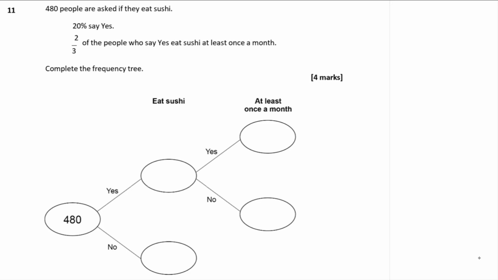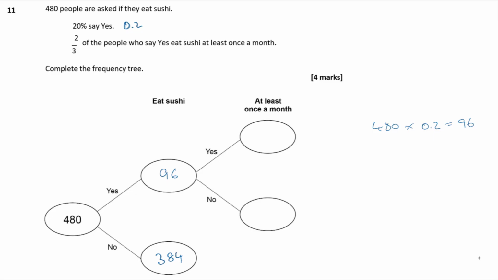What is 20% of 480? Well, 20% as a multiplier would be 0.2, isn't it? So if I take my amount, 480, and I multiply it by 0.2, then I'm going to get 20% of it. So 480 times 0.2, I believe that is 96. So that means that 96 people eat sushi, which means that 480 minus 96 people don't eat sushi. That's 384 people.